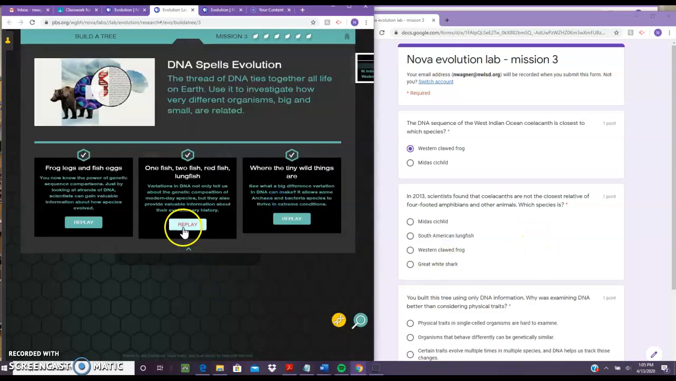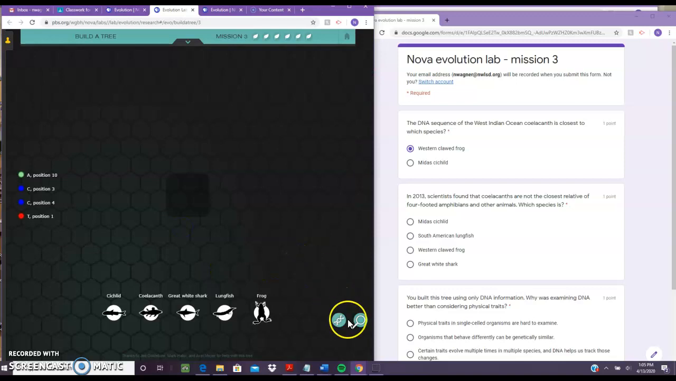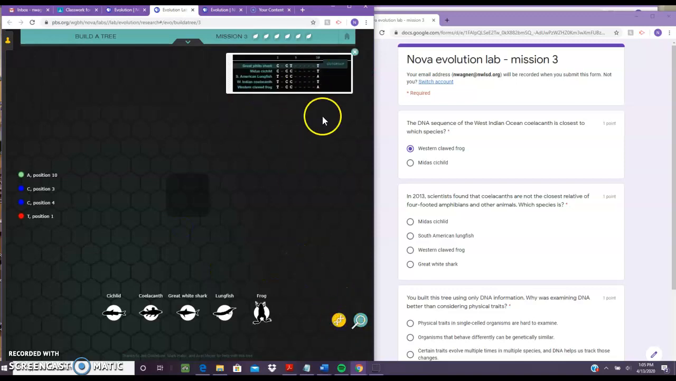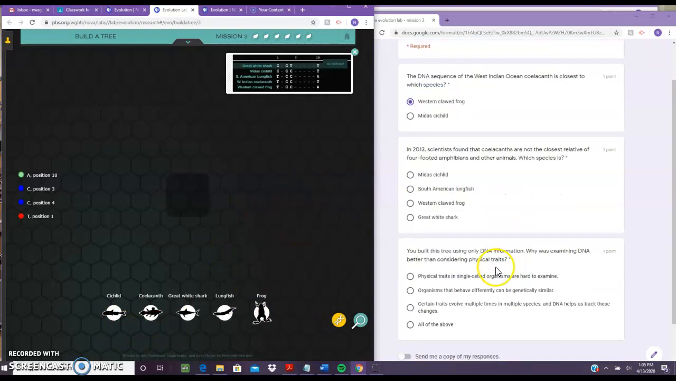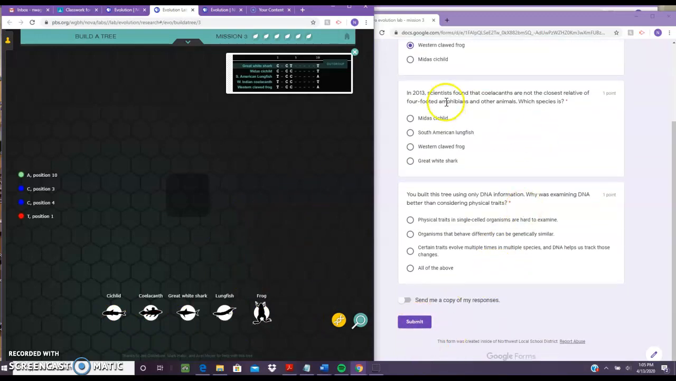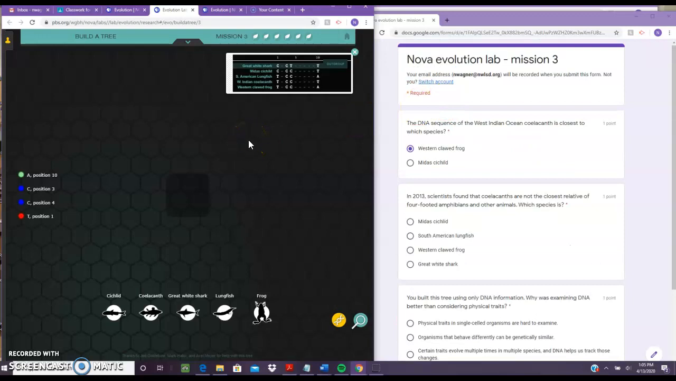Okay, so that's part 1. You move on to part 2. Similar thing, I have the DNA chart right here. Notice it gets a little bit more complicated, but same thing. Look at the comparisons, which ones are going to be more closely related, and then answer the other 2 questions, submit your Google form, and you're good.